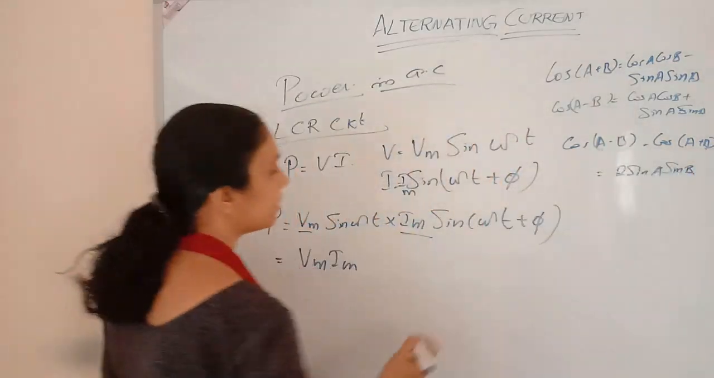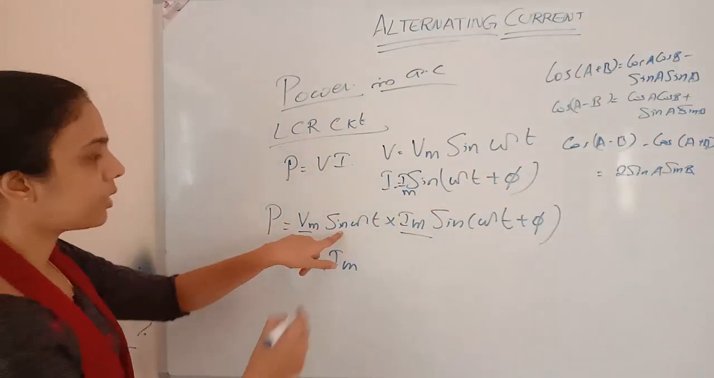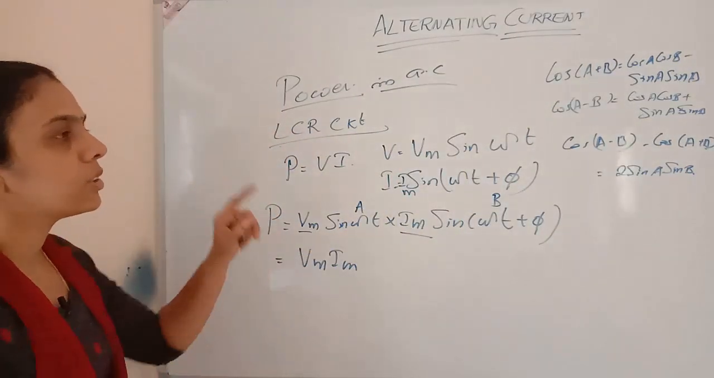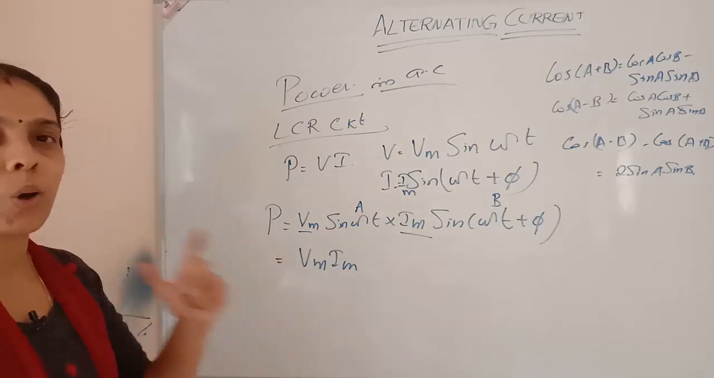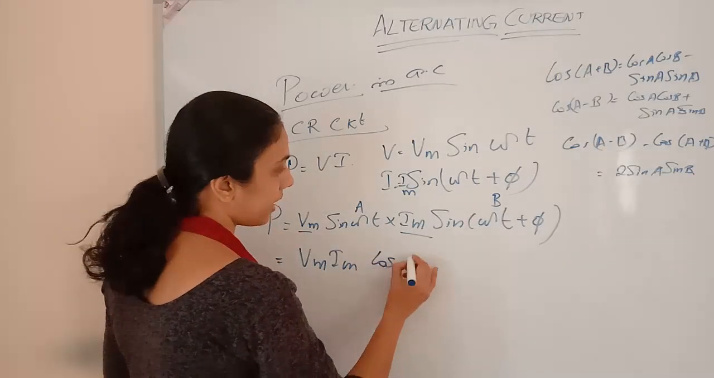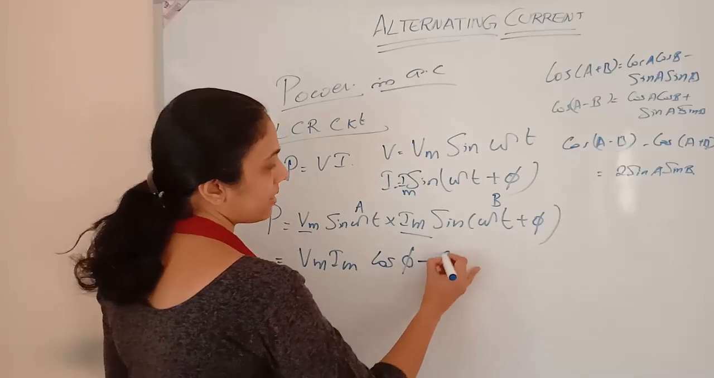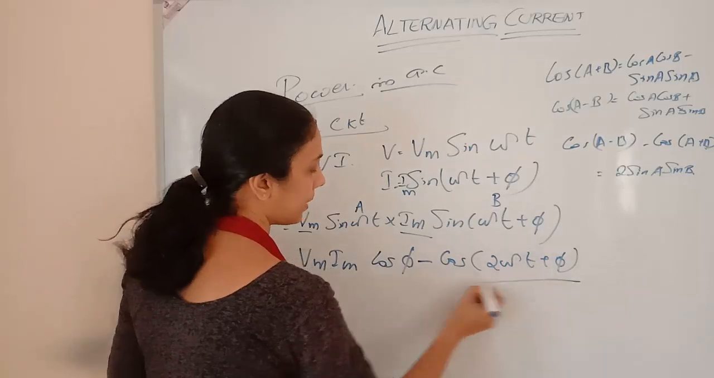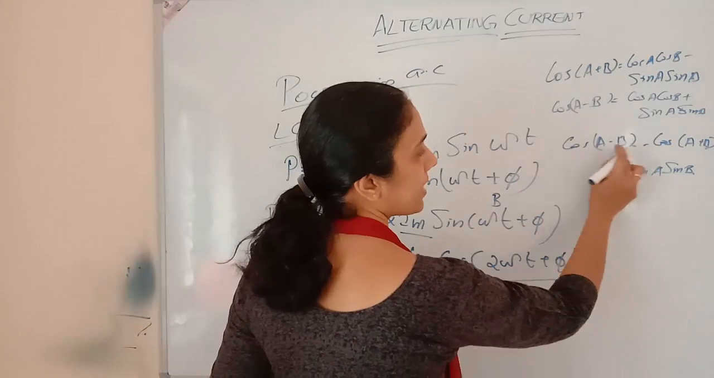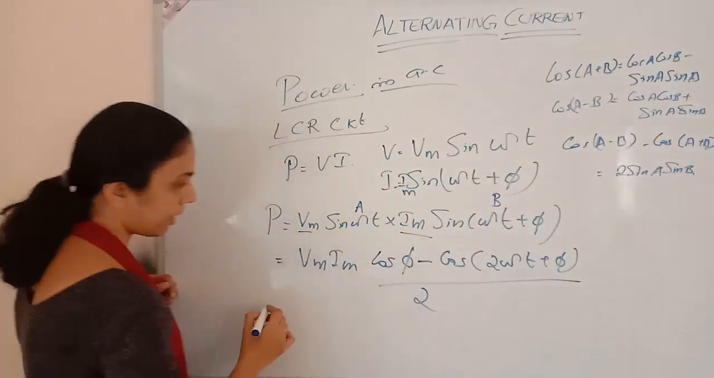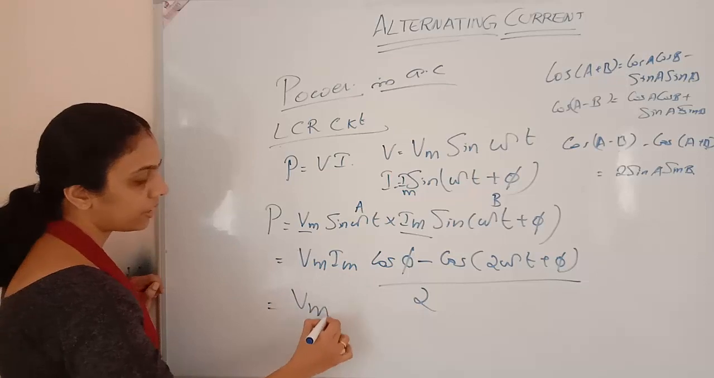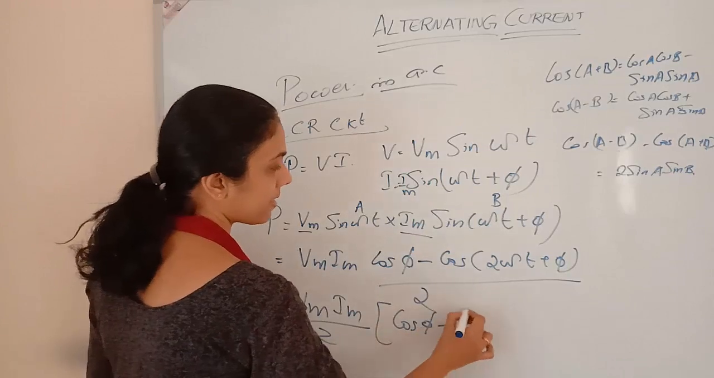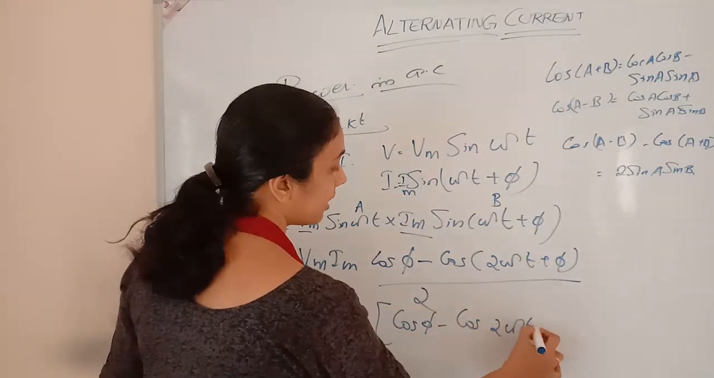Now you tell me, 2 sin A sin B, what will be the answer? Cos(A minus B) minus cos(A plus B). So sin A sin B is cos(A minus B) minus cos(A plus B), divided by 2. So we can write it as Vm Im by 2 times cos phi minus cos(2 omega t plus phi).